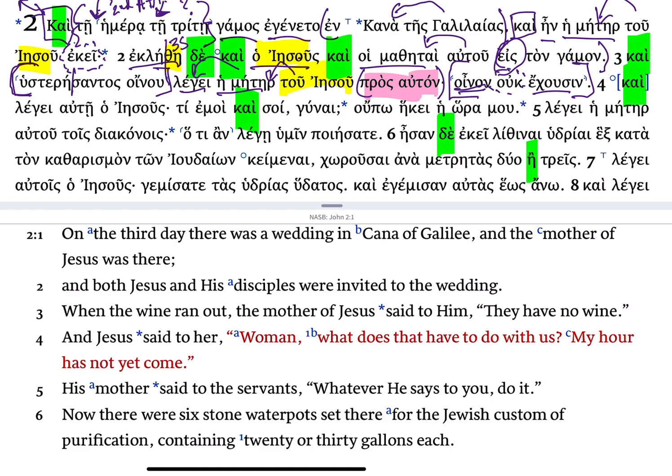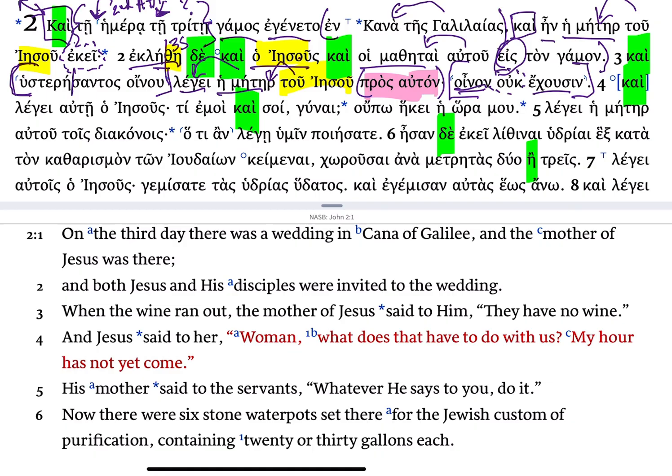The word order is a little bit odd. It's either stressing the "do not have" or the wine, and probably the whole thing is being stressed. So typically Greek has the verb first, then the subject, then the object. Here you have the object first and then the verb.